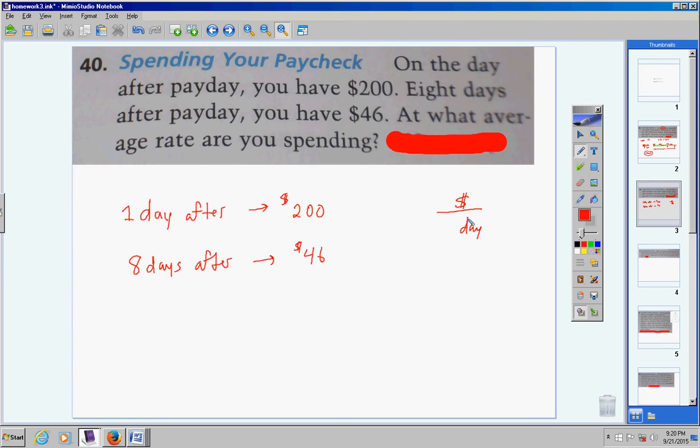Well, guys, this is not too difficult. I mean, this is the amount 1 day after payday. This is the amount 8 days after payday. So the total time from when you had 200 to 46 is 7 days. This is 1 day after payday, 8 days after payday, subtract the two. That's 7 days.